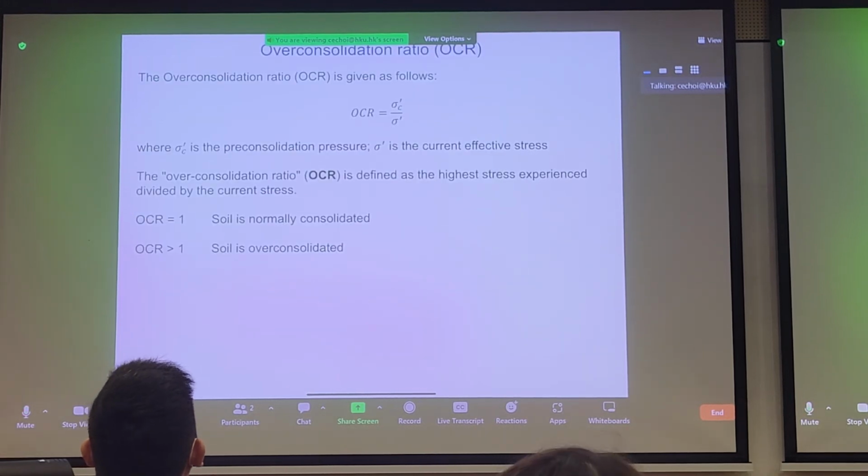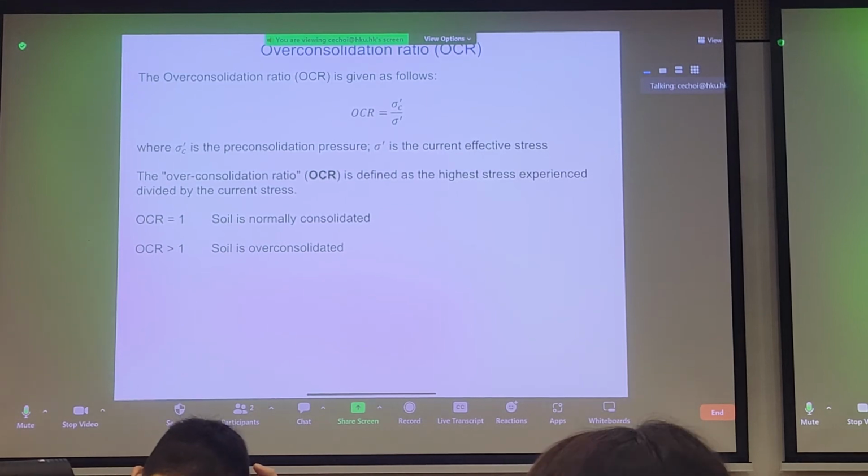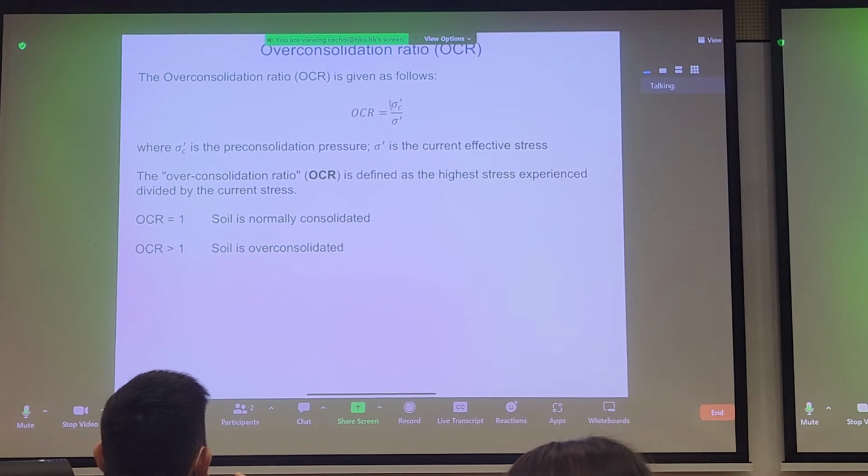Now, how do we describe over-consolidated soils? You might remember from your soil mechanics class that we use something called OCR. This is the over-consolidation ratio. And how do we calculate the over-consolidation ratio? Well, we know what pre-consolidation pressure is now, right?